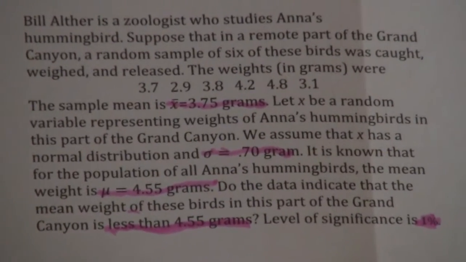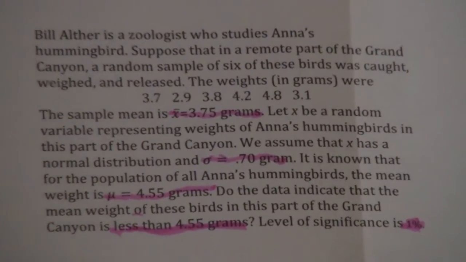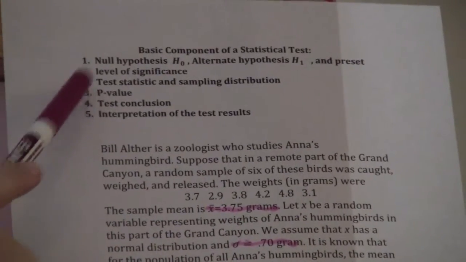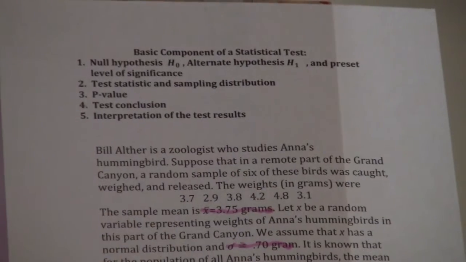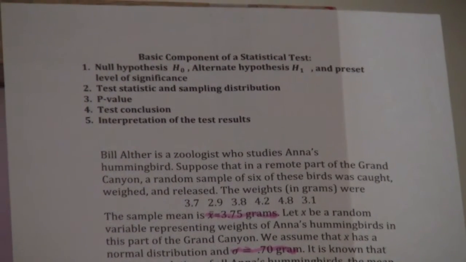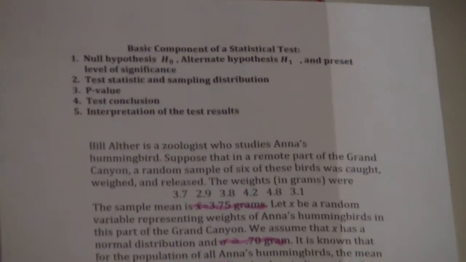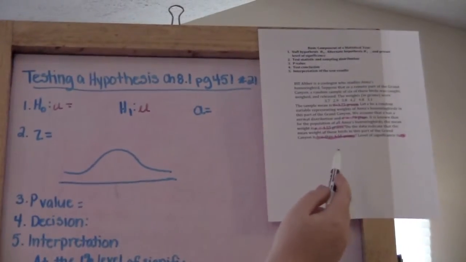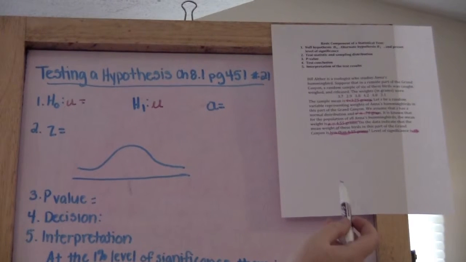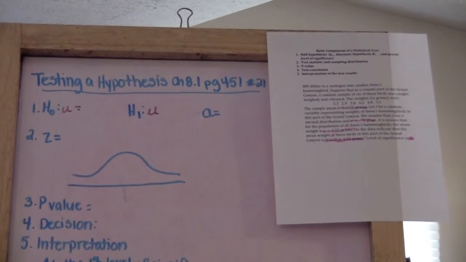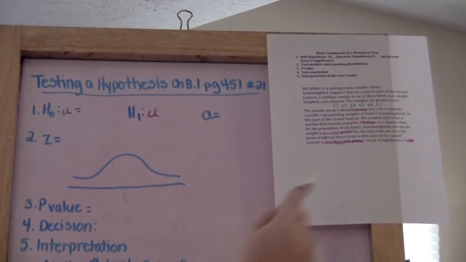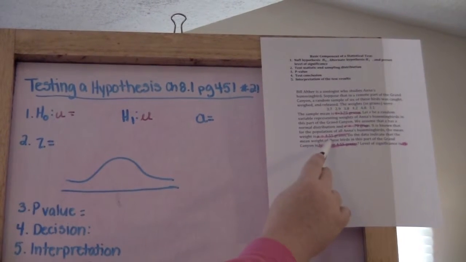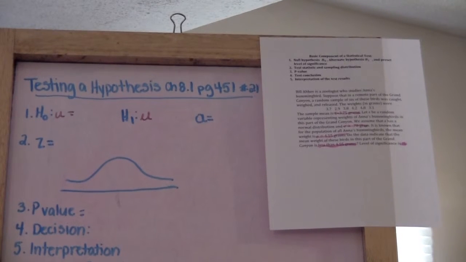So we have 5 steps that we want to go through and make sure we hit all of them. Our first step, we want to state the null hypothesis, the alternate hypothesis, and the preset level of significance. So H sub 0, mu, and we're given all of our values, so we want to go ahead and pull those out. X bar is 3.75, sigma is 0.7, and mu is 4.55 grams.